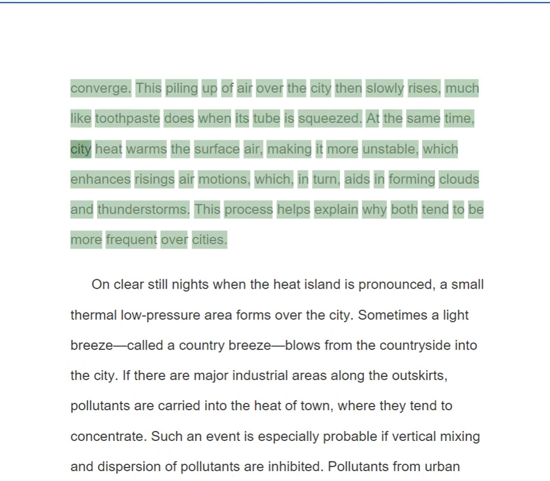At the same time, city heat warms the surface air, making it more unstable, which enhances rising air motions, which, in turn, aids in forming clouds and thunderstorms. This process helps explain why both tend to be more frequent over cities.